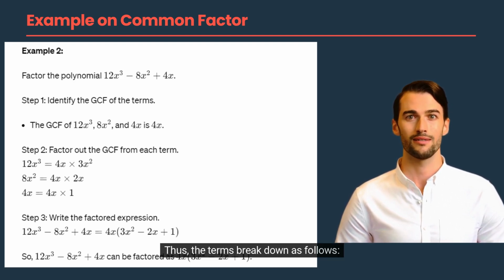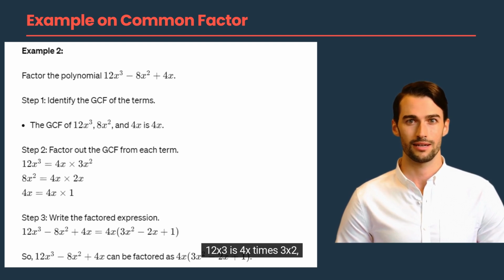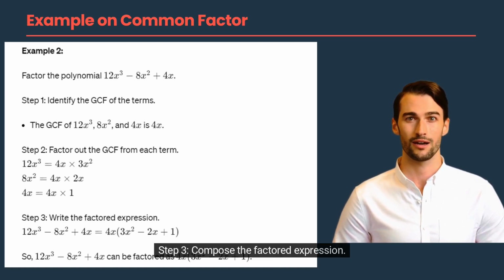Thus, the terms break down as follows. 12x³ is 4x times 3x². 8x² is 4x times 2x. 4x is 4x times 1. Step 3. Compose the factored expression.